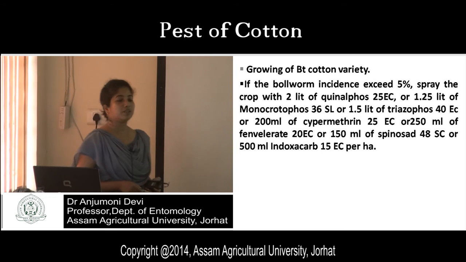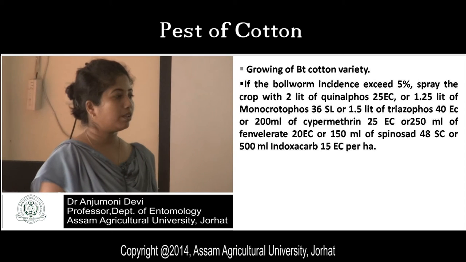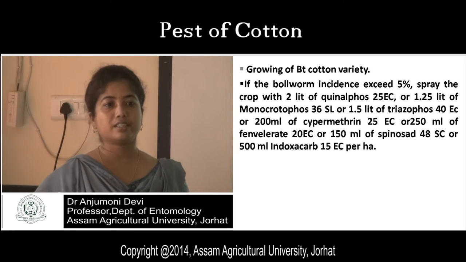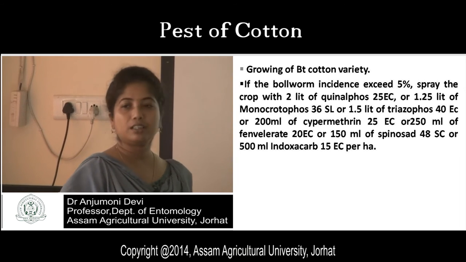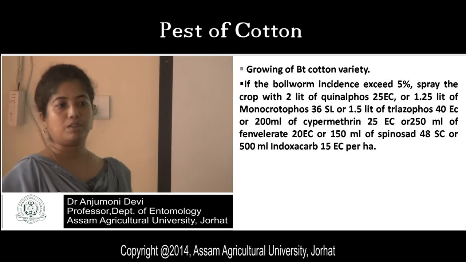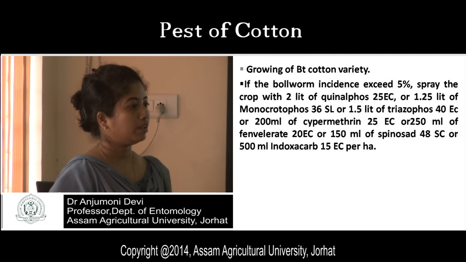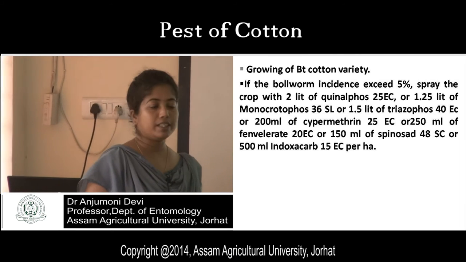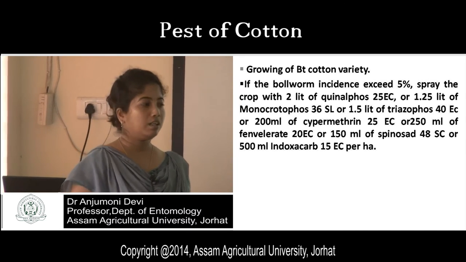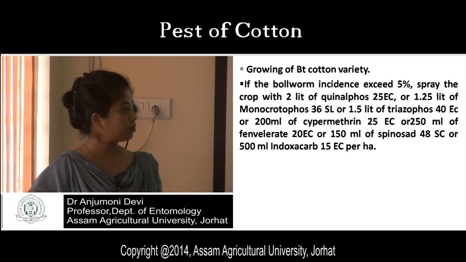Then growing of Bt cotton varieties. In which year was Bt cotton introduced in India? 2002. Yes, Bt cotton was introduced in India in the year 2002. It is the transgenic variety of cotton where the Bacillus thuringiensis toxin is incorporated. In these varieties, due to this Bacillus thuringiensis toxin, the bollworm cannot develop, and these varieties are resistant to bollworms.